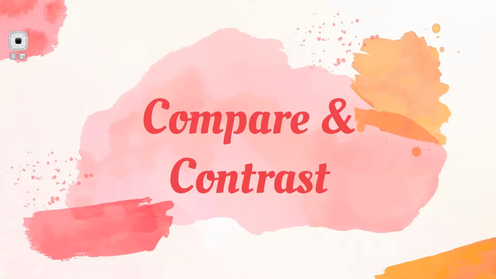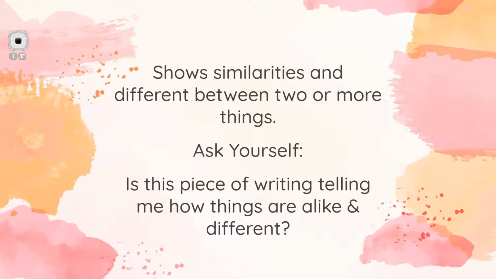Compare and contrast. This is where it shows similarities and differences between 2 or more things. So you're asking yourself, is this piece of writing telling me how things are alike or different? Think about the read aloud that we had last week, Alligators and Crocodiles. That is a very good example of a book that is showing compare and contrast. It was telling us how the characteristics of the alligator and crocodile are different, and then how they are the same in just the way that they live, their habitats, how they raise their young.